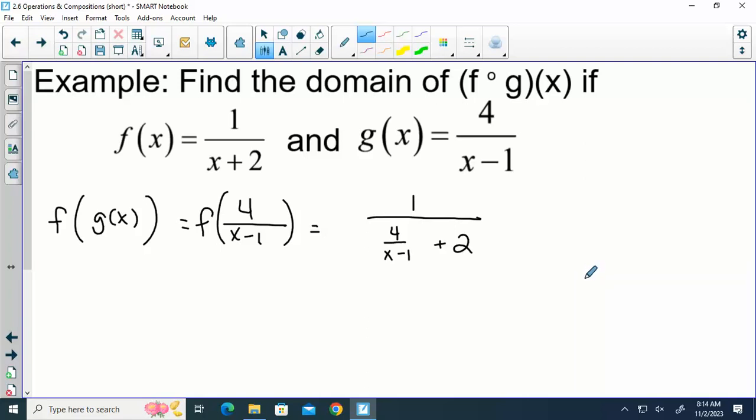Multiply. We can't leave a fraction in a fraction. So, we could get a common denominator and flip and multiply, but the shortcut is just look, this x minus 1 is on the bottom. So we're just going to take the top and bottom of this fraction times x minus 1. So 1 times x minus 1 is x minus 1. 4 divided by x minus 1 times x minus 1 is 4. Plus 2 times x minus 1.